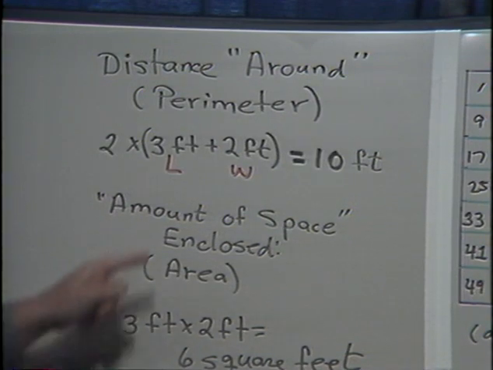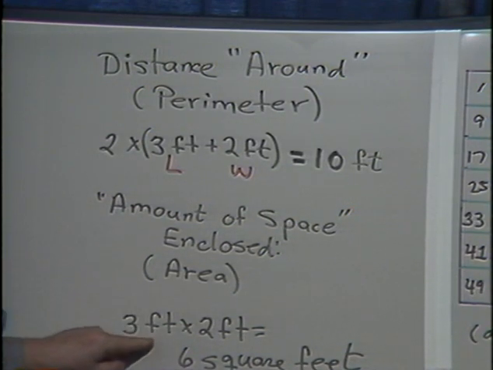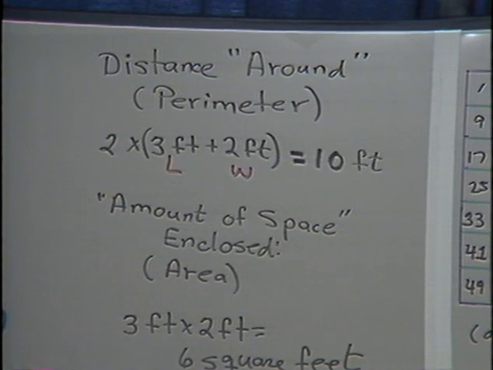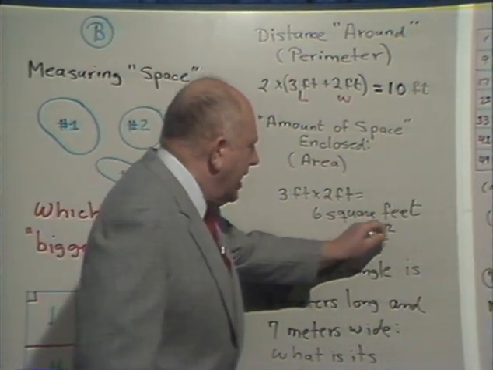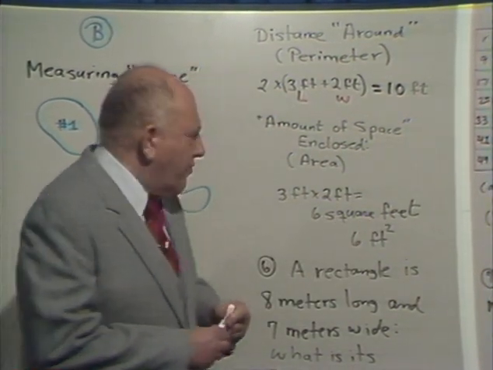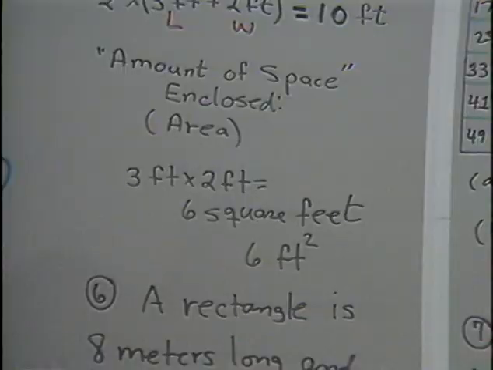4 is 10. The amount of space enclosed is 3 feet times 2 feet, and do you see how you get the answer? 3 times 2 is 6. Feet times feet are square feet. And the way we write that is with the exponent 2. Scientists write square feet this way to remind them that in this problem, you're multiplying feet by feet.